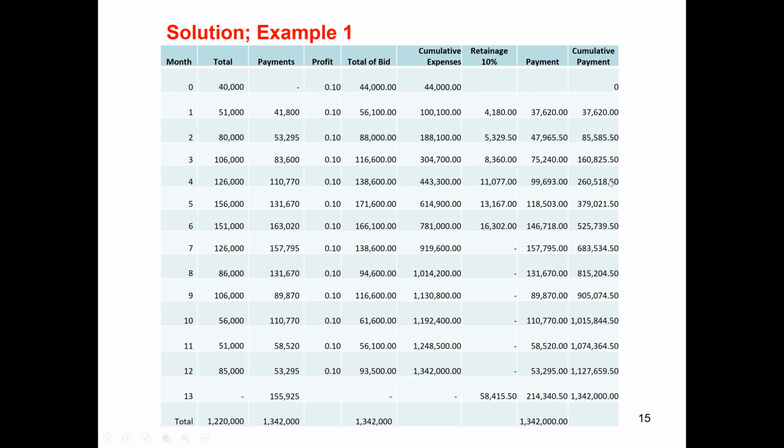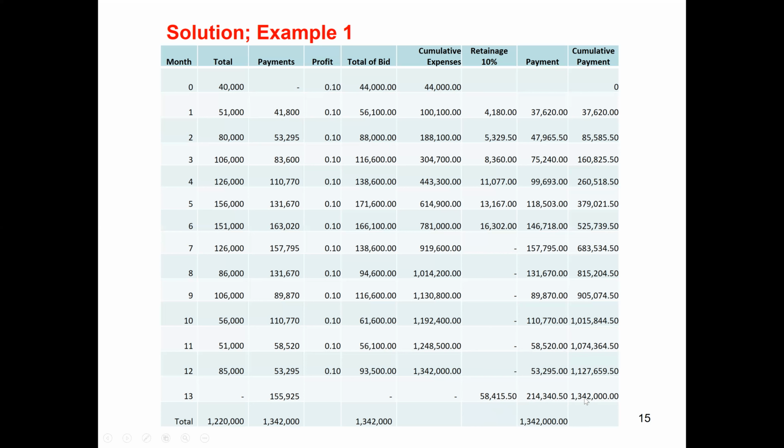So by this way, we have all the cumulative payments, and with the last payment, we will return back this retainage also if there is no defective work. So this total retainage for 6 months becomes 58,415. This will also be returned back to the contractor. So then the whole money will be paid back. For the project, that will become exactly what we have.